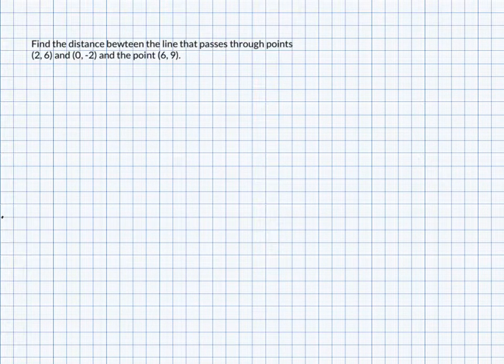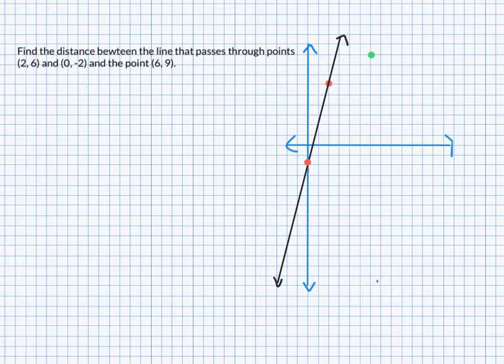So for this problem, it says that you need to find the distance between a line that passes through the points (2, 6) and (0, -2), and the point (6, 9). So if we were to graph this, I plot the points (2, 6), which you can see I've plotted right here, and (0, -2), which I've plotted right here, and the point (6, 9).